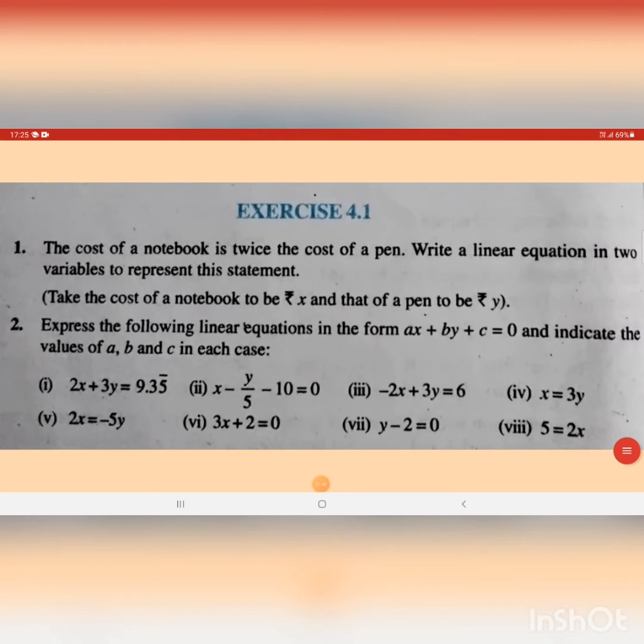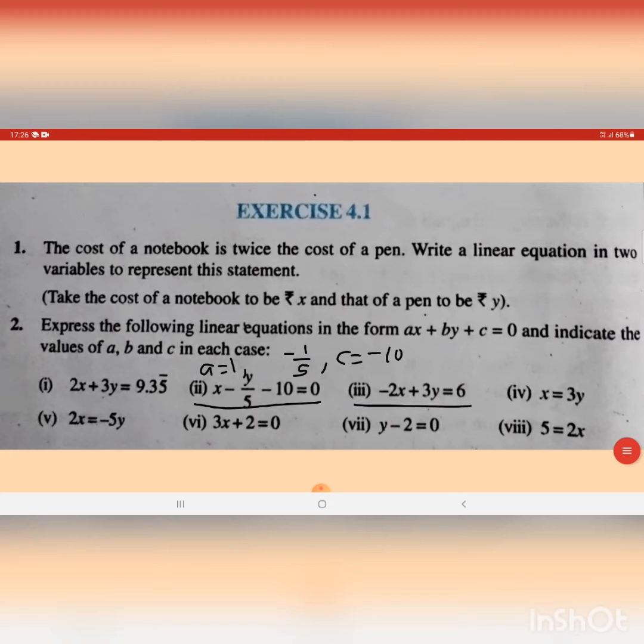Now second one, x minus y by 5 minus 10 equal to 0. x means 1x, so a is equal to 1. It is already in that form, ax plus by plus c equal to 0. So a is equal to 1, b equal to negative 1 by 5, c is equal to negative 10.